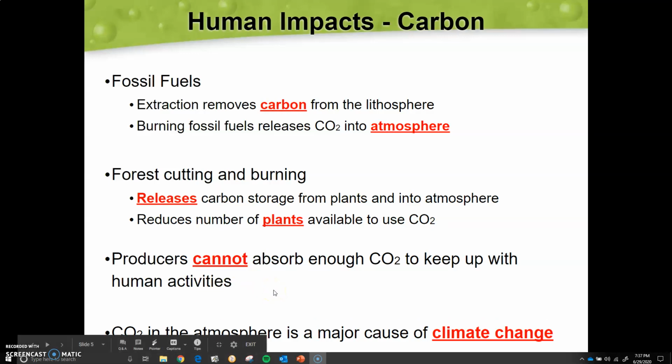And then carbon dioxide in the atmosphere is a major cause of climate change. Climate change is what we're going to talk about later on in this unit. But all that excess carbon dioxide in the atmosphere is going to be a major cause of climate change. So make sure you've filled in your notes with red, bold, underlined words, and we're going to go on to our next cycle.